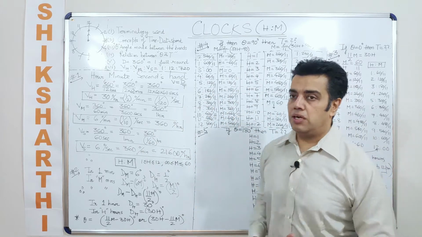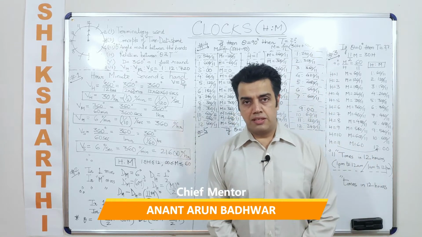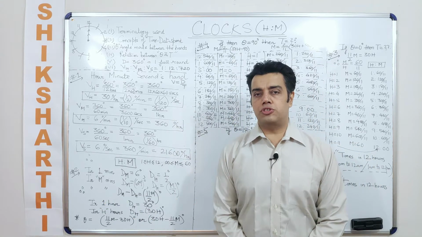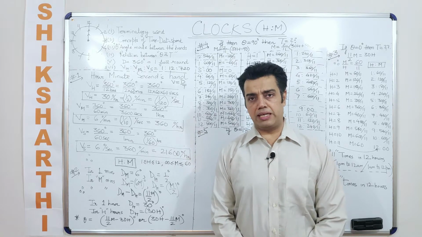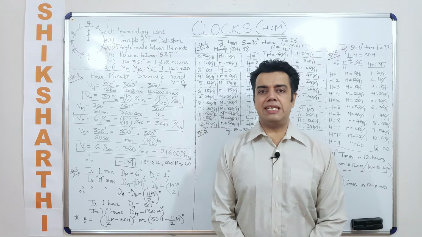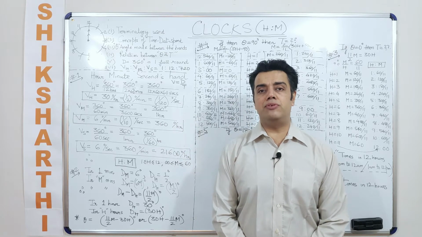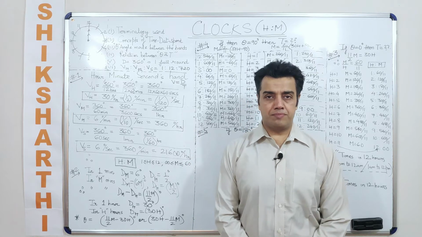As you recall, in the first video on clocks, we had basically talked about two things. The first thing was the velocity of the three hands of a clock, which is the minutes hand, the hours hand and the seconds hand. And the second thing was the angle that is made between the hours hand and the minutes hand at a particular time.